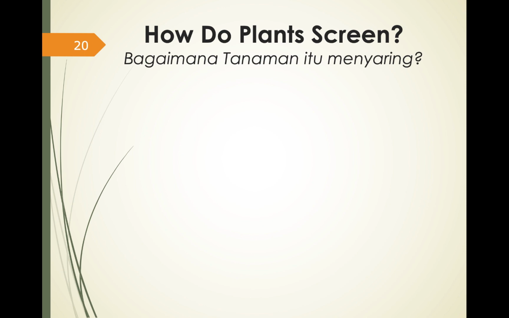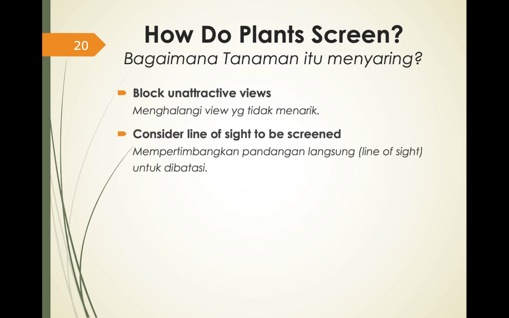The second role of plants is how plants screen. First, it could block unattractive views. This will involve plant species that have foliage from ground to the top. Or you could use vines or dangling plants.